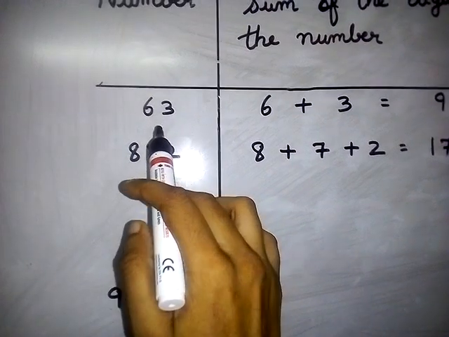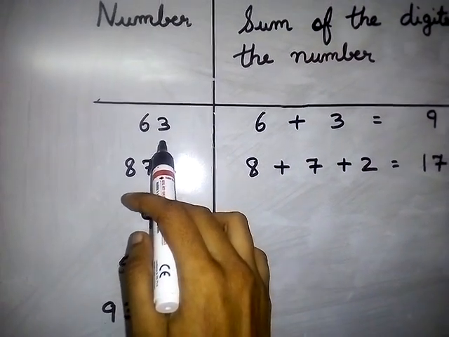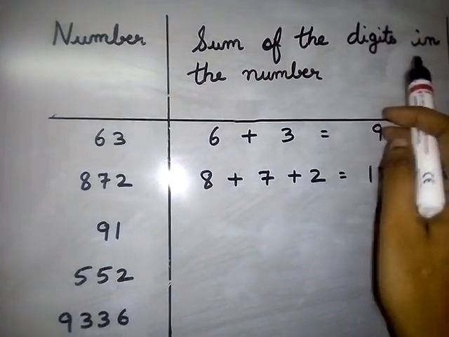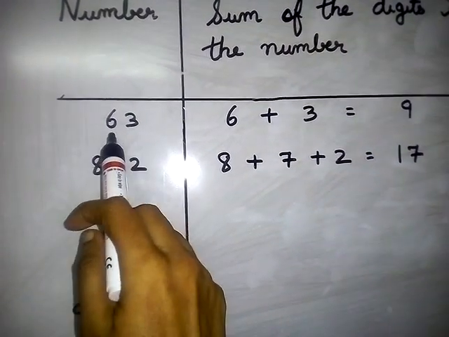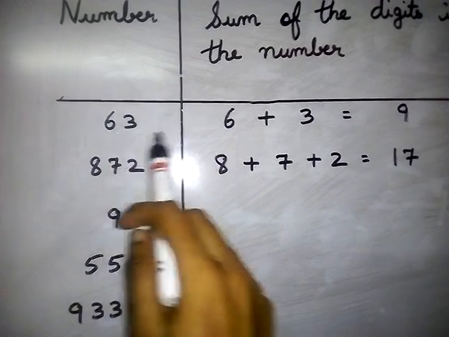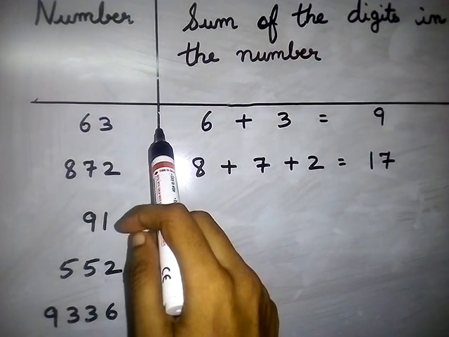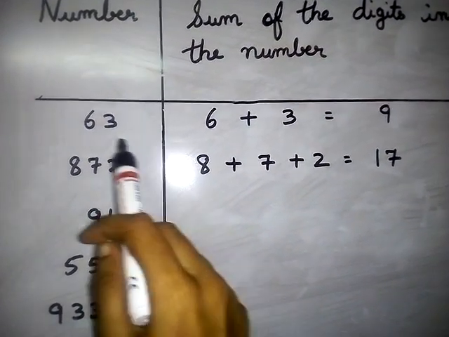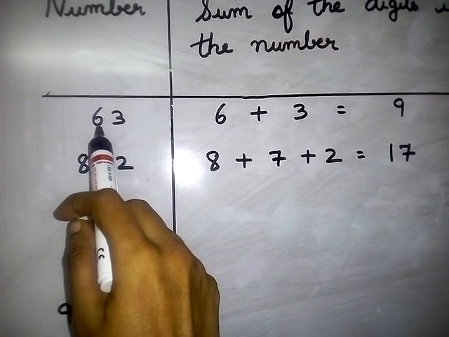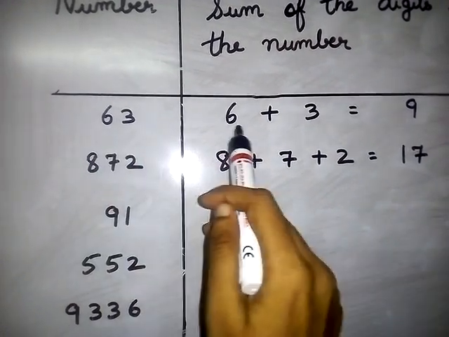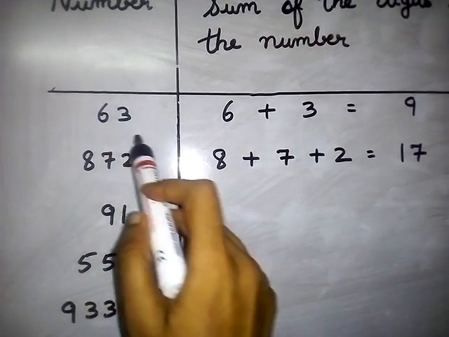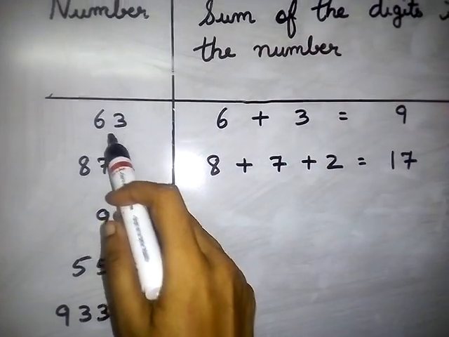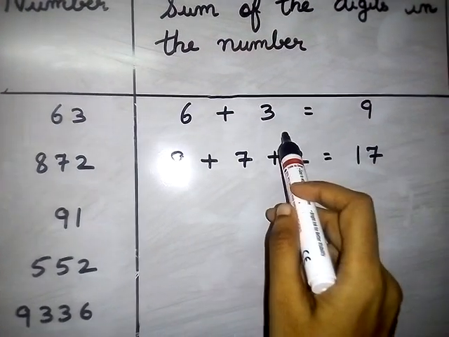First one is 63. Sum of the digits in the number. You have to take the given number here and write it in addition form in the test of divisibility of 3. Given number is 63. So you have to write the addition form of this given number. So 63 will be written as 6 plus 3.